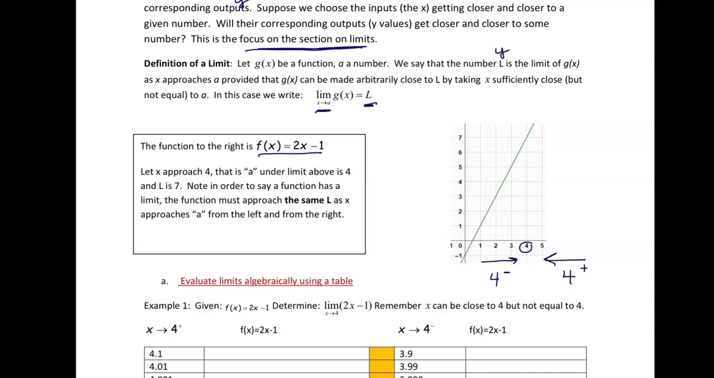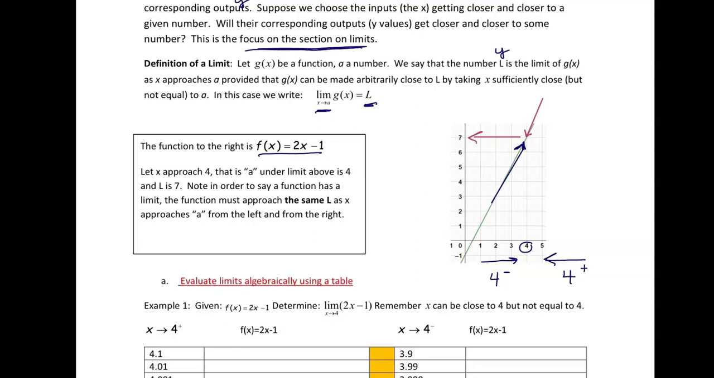Look what's happening. You are going to climb up this function. As you approach from the left, which is the less than 4 side, you're approaching here. Don't get there yet, just approach it. I'm getting closer and closer. Now let's try to approach it from the other side, coming down lower and lower. Where am I approaching? As I come down, I'm approaching 7 from both directions. That's what a limit is.